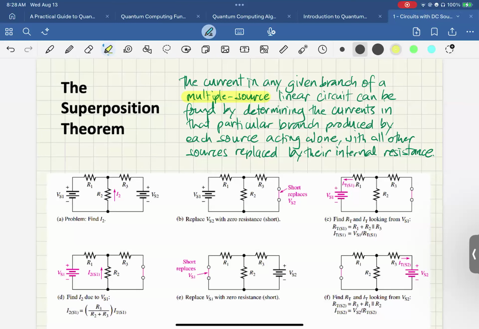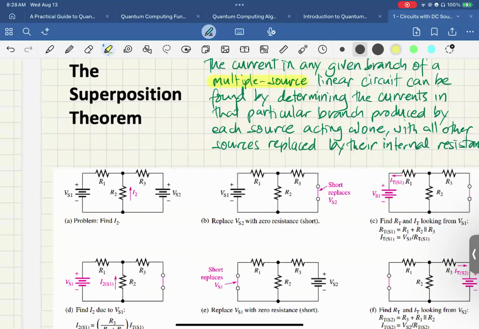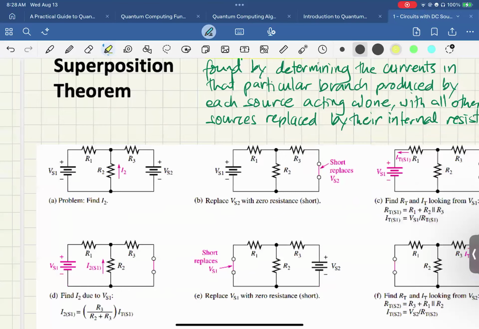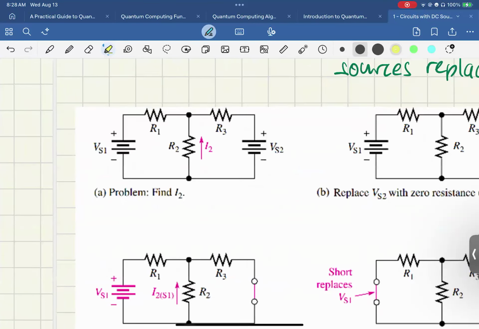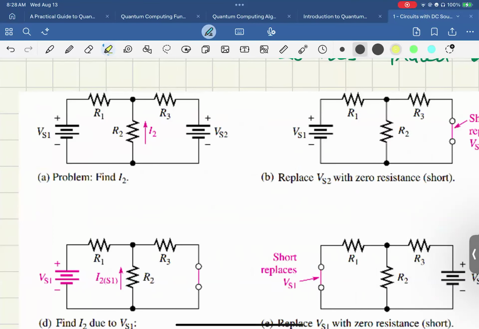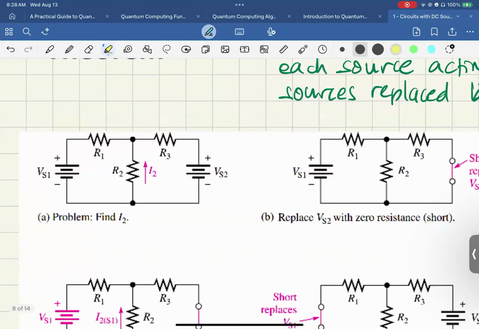Siguro magiging obvious to pag ginawa natin to example na ito. So tignan natin itong problem na ito. Pinapahanap dito is I2. Find I2.